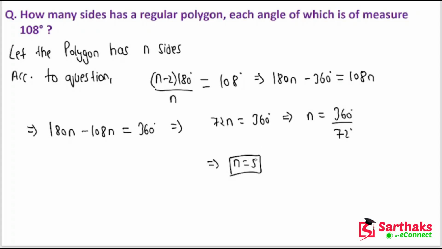So how many sides does the regular polygon have? The polygon has 5 sides.